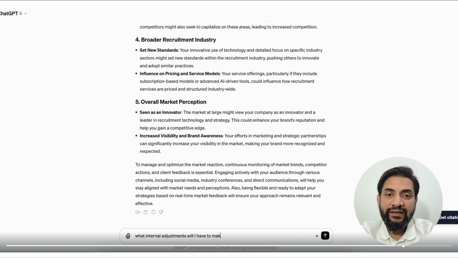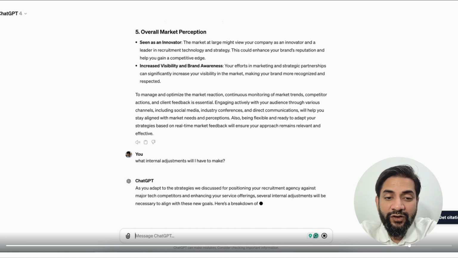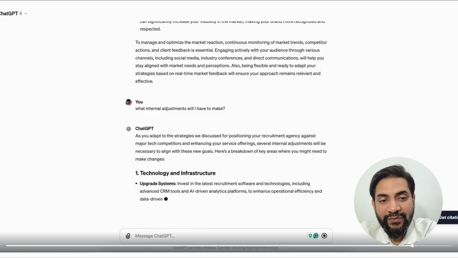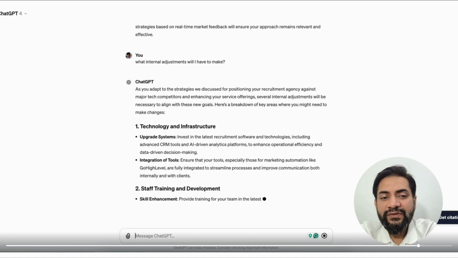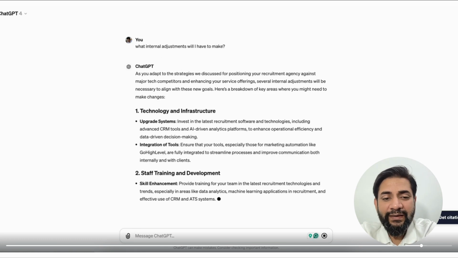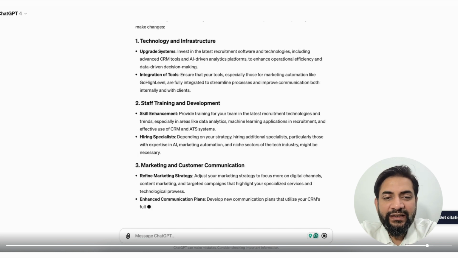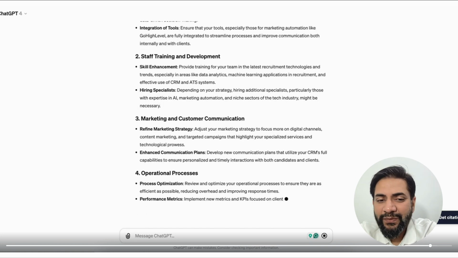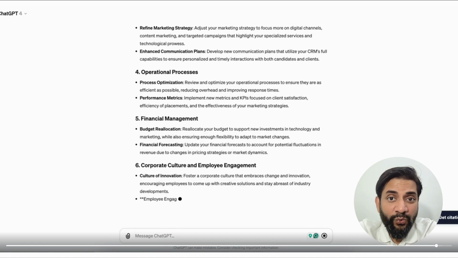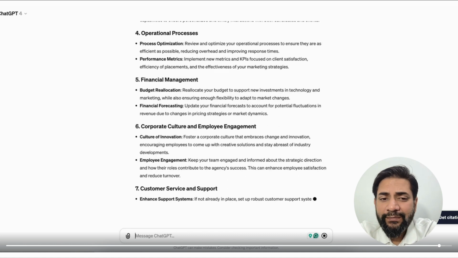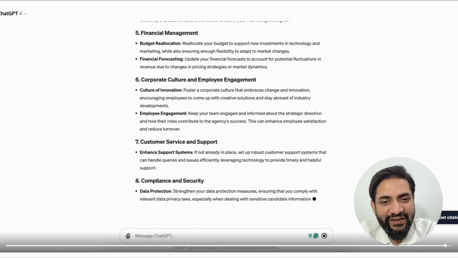Now the next question would be, what internal adjustments will I have to make to get to that position where I can beat my competitor? As you adopt the strategies we discussed for positioning your recruitment agency against your major tech competitors, the internal adjustments that I will have to make are around upgrading my systems, integration of tools, skill enhancement of my team, hiring specialists in place of having generalists, refining the marketing strategy, enhancing communication plans, process optimization, performance metrics, budget reallocation, financial forecasting, culture of innovation in our company, employee engagement, enhanced support systems. So these are all the internal adjustments that we will have to make to beat the competitor.